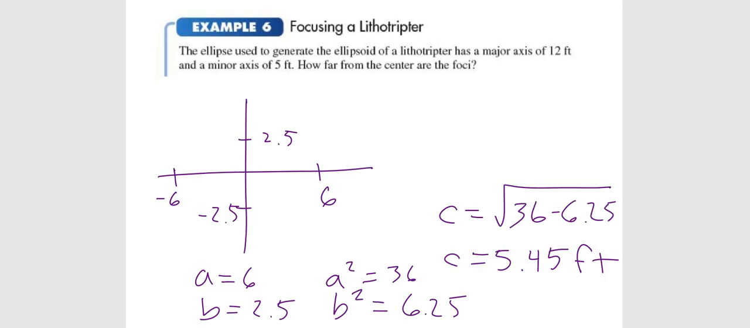Wait, how do we make a line? They asked how far from the center are the foci. So, if you've got 12, then one of your dimensions was 6, the other one was 2.5. I don't care whether it was your A or your B. It really doesn't matter because they didn't specify. But I have 36 for A squared, 6 1/4 for B squared. I need to subtract them and take the square root, so 5.45 feet. I know some of you had 5.5. That's fine too. I understand. But that's what they need to do.